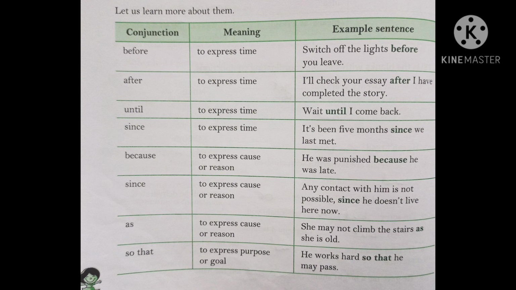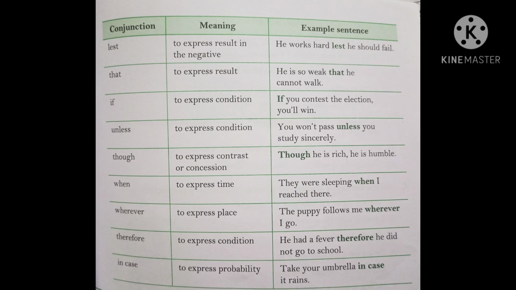So that is used to express purpose or goal. What is the goal of some action? He works hard so that he may pass. What was his goal for working hard? To pass. Lest is used to express result in a negative sense. He works hard lest he should fail. Result is negative, right? So lest is used here. That is used to express result as well. He is so weak that he cannot walk.